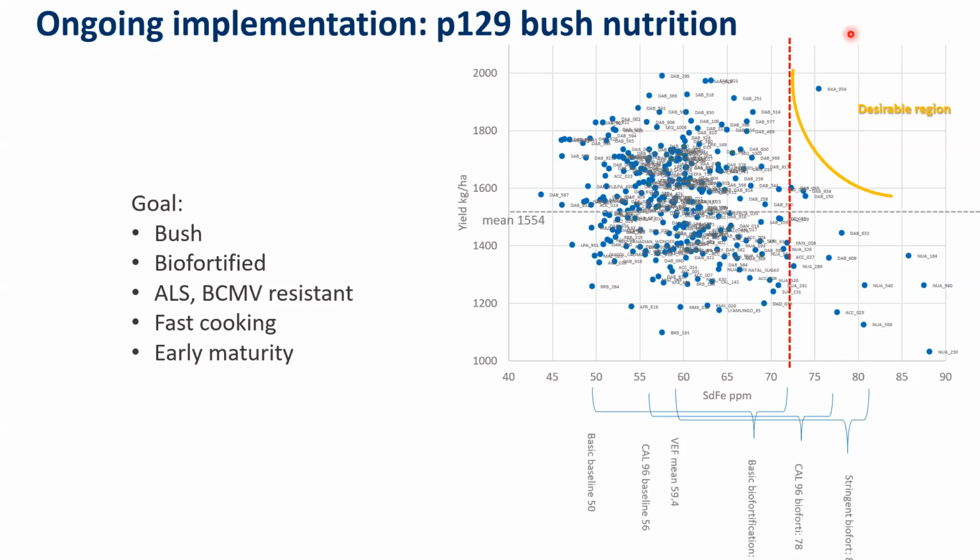Lines, genotypes that have these characteristics are important, but it is difficult to have them. But we have other goals too, such as resistance to some diseases, fast cooking, and early maturity.